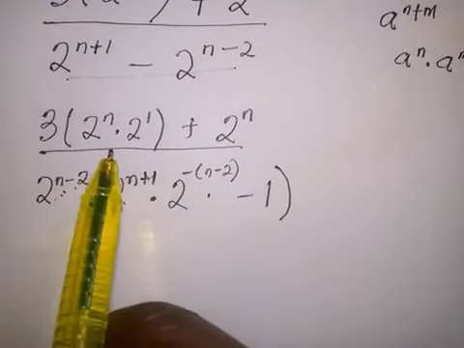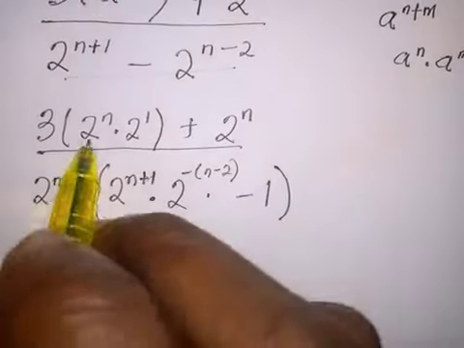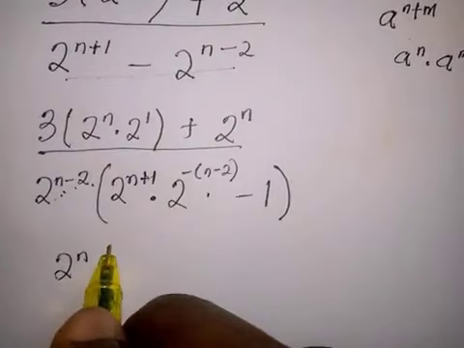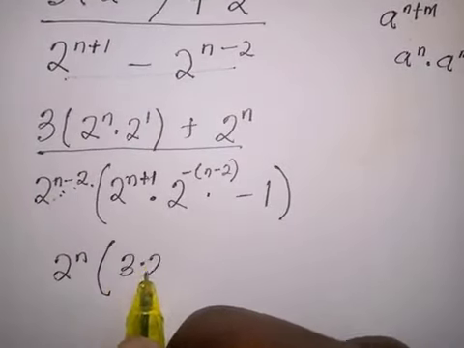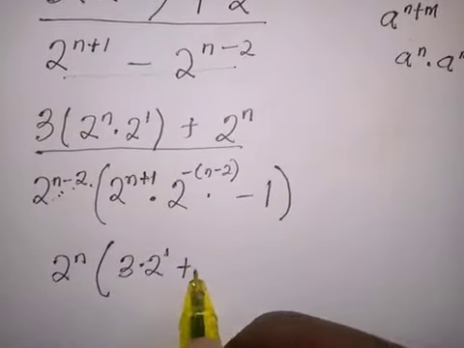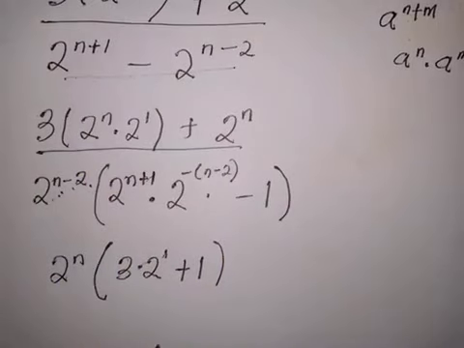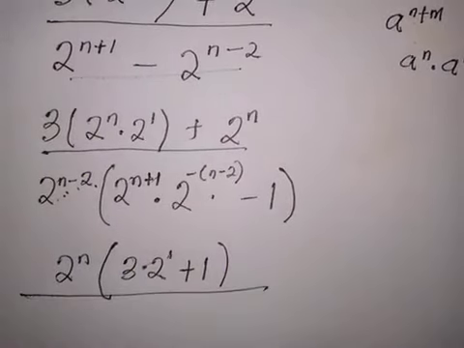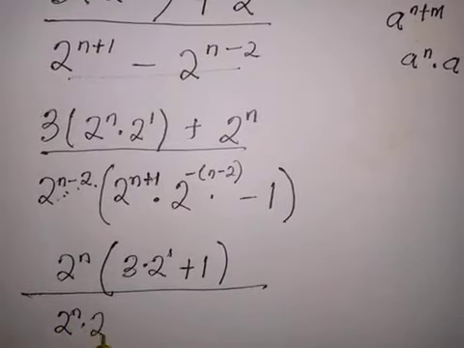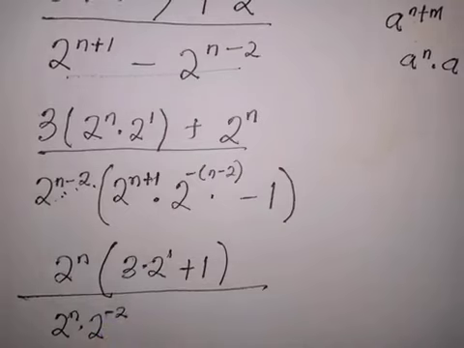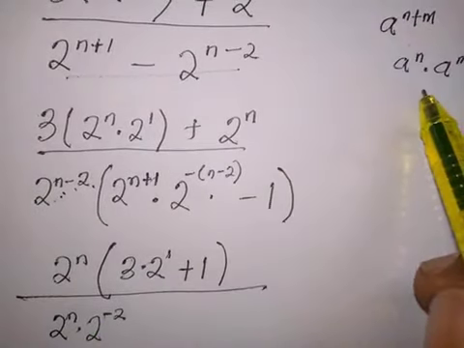The denominator can be written as 2 raised to power of n. Since 2 raised to power of n is common, let me take out 2 raised to power n in bracket 3.2 raised to power 1 plus 1. So we have 2 raised to power of n that is common at the numerator divided by, here is 2 raised to power of n dot 2 raised to power of minus 2. So we are still back to the product law of indices.